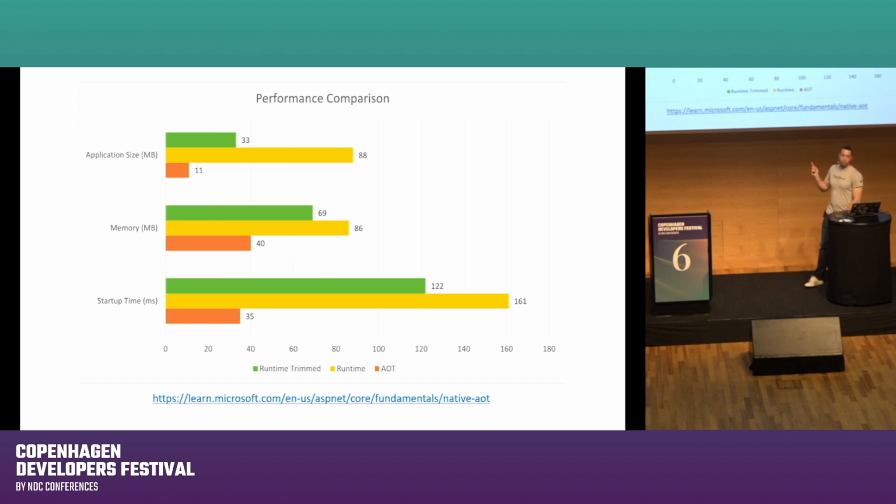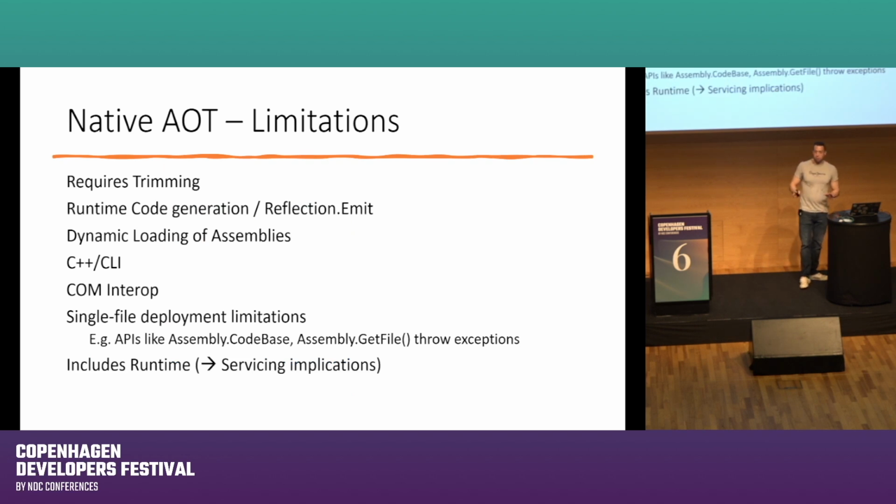However, what's missing here? Throughput. Because it's still the same, it's still .NET. It might be ahead of time compiled, but it's still the same throughput. It uses the same compilation mechanisms as the JIT, the same optimizations. It just generates a binary out of the native code. Again, some limitations: unit trimming, dynamic runtime generation, reflection emit, that just doesn't work.